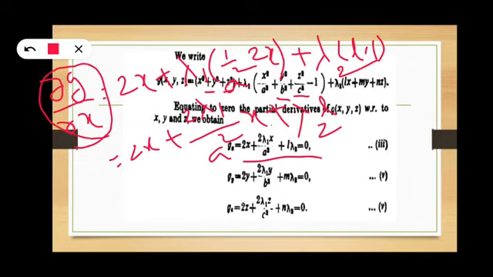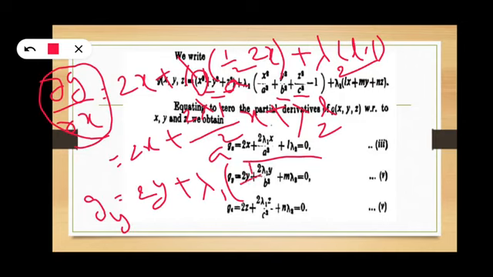Now we do the partial differentiation with respect to y. Then gy means dou g by dou y. Here the partial differentiation of x square will be 0, y square gives 2y, z square will be 0, and lambda 1 into x square by a square becomes 0. In y square by b square, 1 by b square is a constant.